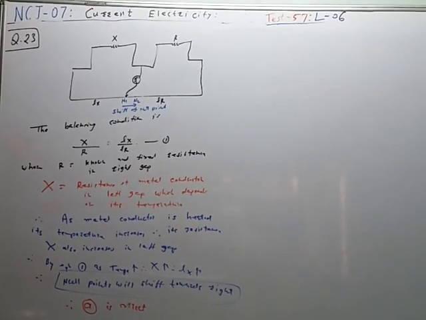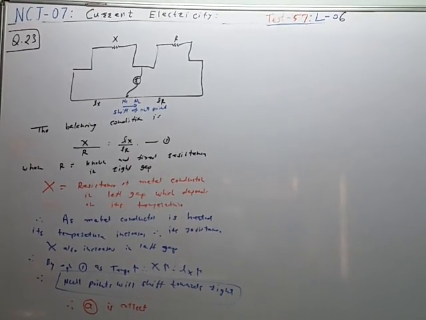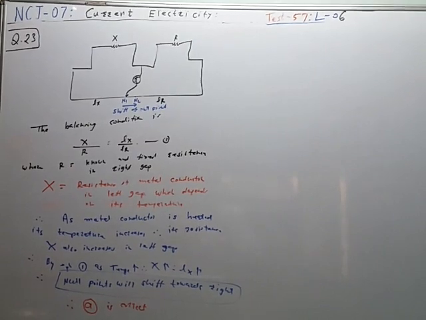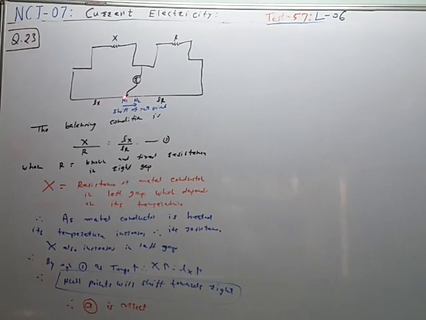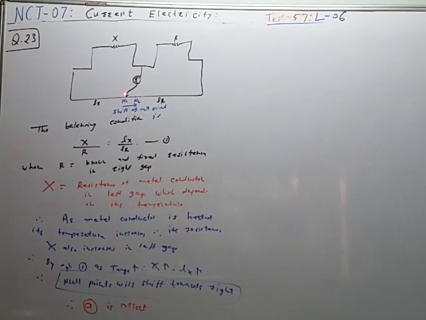Actually, in this problem, there is no calculation, only the direction of shift in null point is asked. So this is the metal resistance. As temperature increases, its resistance will increase. X increases, therefore by this equation, numerator increases, therefore Lx will increase. Lx increases means this length increases. So null point shifts. Original null point was at N1, it will go to N2. So it moves from N1 to N2 toward the right.